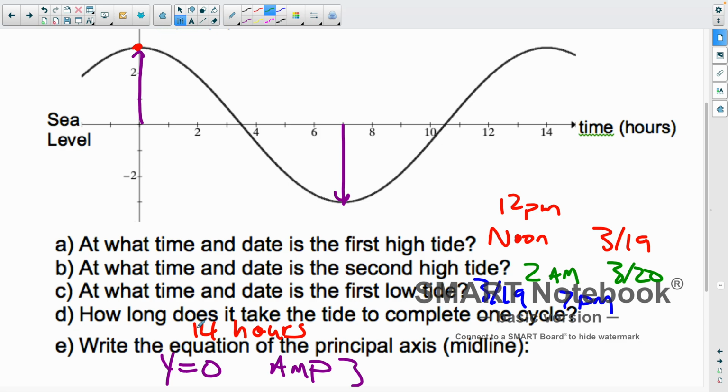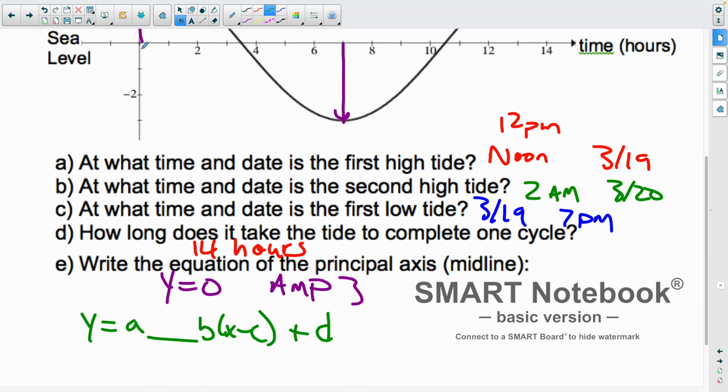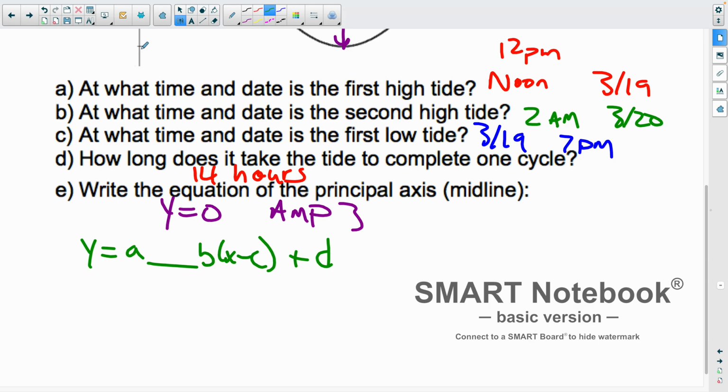If you chose to pick sine, what are you going to have to do with your graph? Shift it, right? You'll have to have a phase shift. I don't like that. I don't want to do a phase shift if I don't have to, okay? So because this starts at the high point, I'm not going to beat my head against the wall. I'm just going to say it's cosine.